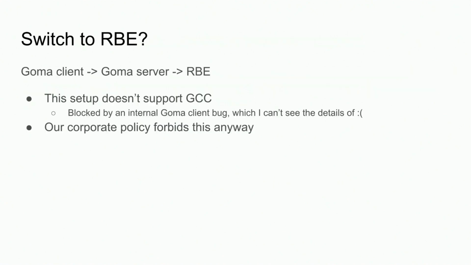Could we switch to RBE? We're not able to, because we need to work with GCC, and this is not supported by the Goma client. The Goma client has a new feature to upload the toolchain as if it was an input to a compile job, and this only works for Clang at the moment. To make it worse, it's blocked on an internal Google bug that I can't see the details of. So we're kind of stuck there.